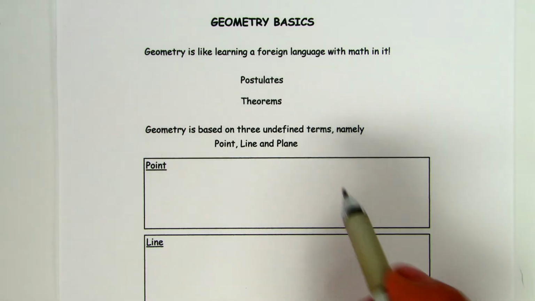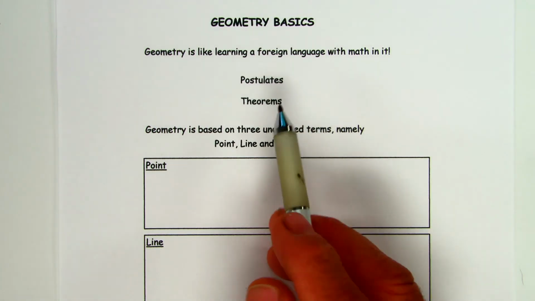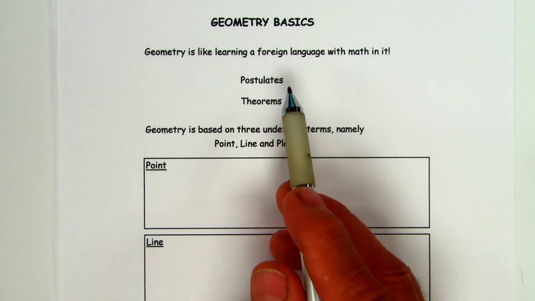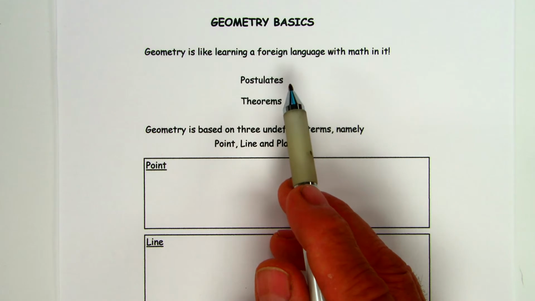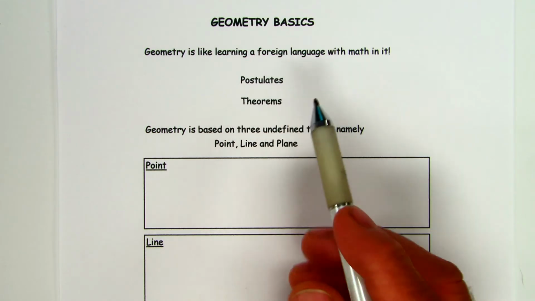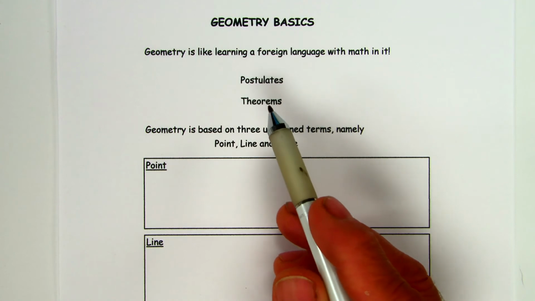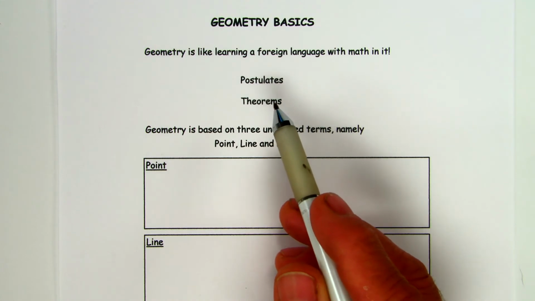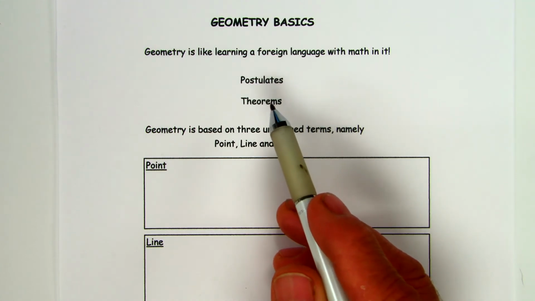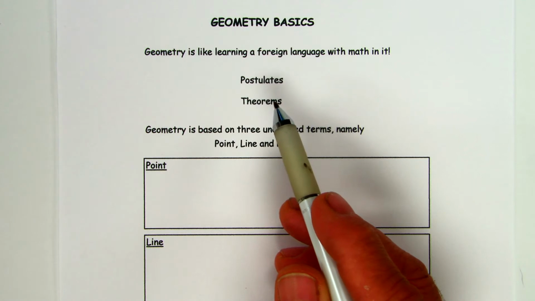Now, postulates are common sense statements, and they're accepted as true without the need to be proven. On the other hand, theorems are statements that need to be or have been proven using postulates, other theorems, properties, and other rules.